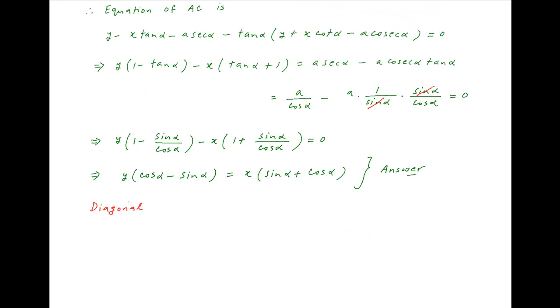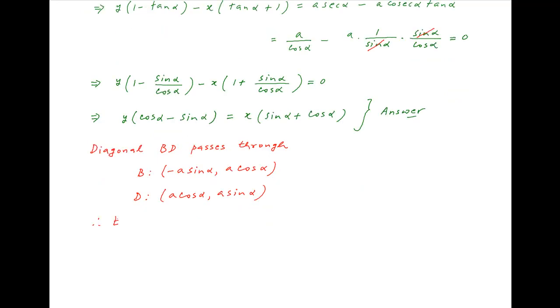Now to determine the equation of the diagonal BD, we note that it passes through the point B with coordinates (−a sin α, a cos α), and it also passes through the point D with coordinates (a cos α, a sin α). Therefore, the equation of the diagonal BD is (y − a sin α)/(x − a cos α) = (a cos α − a sin α)/(−a sin α − a cos α).